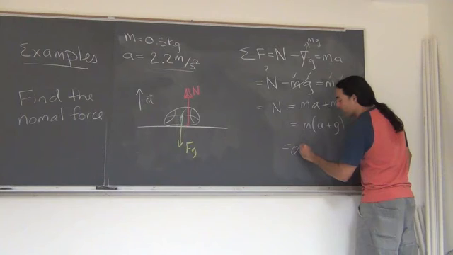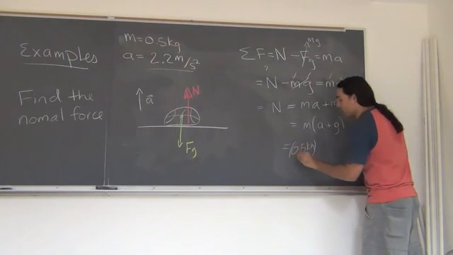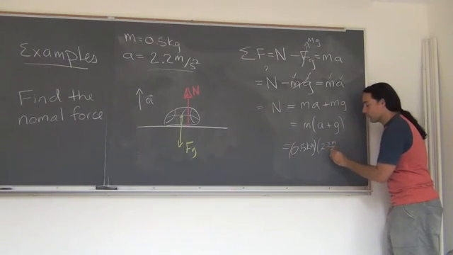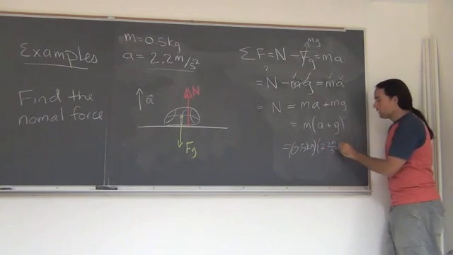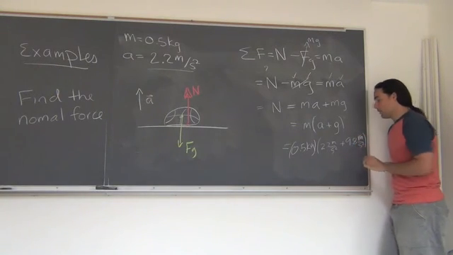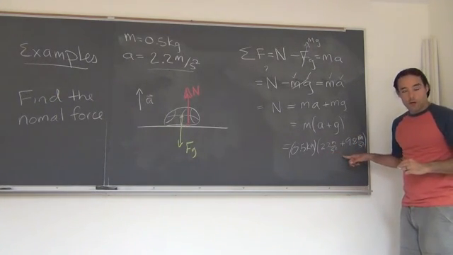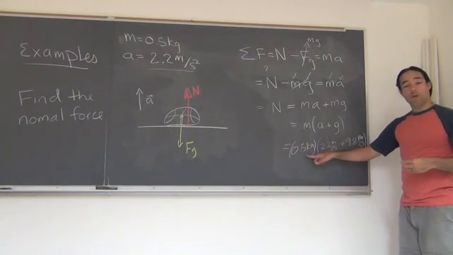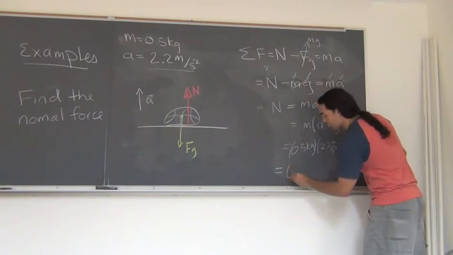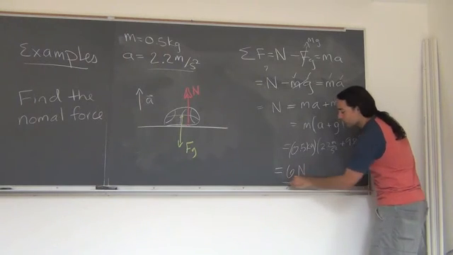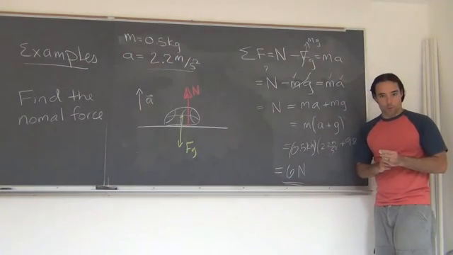Which will be 0.5 kilograms times my acceleration, which we said was 2.2 meters per second squared, plus g, which is 9.8 meters per second squared. 2.2 plus 9.8, that'll be 12, times 0.5, so that'll be 6 kilogram meters per second squared, or equivalently 6 newtons pointing up for the normal force.